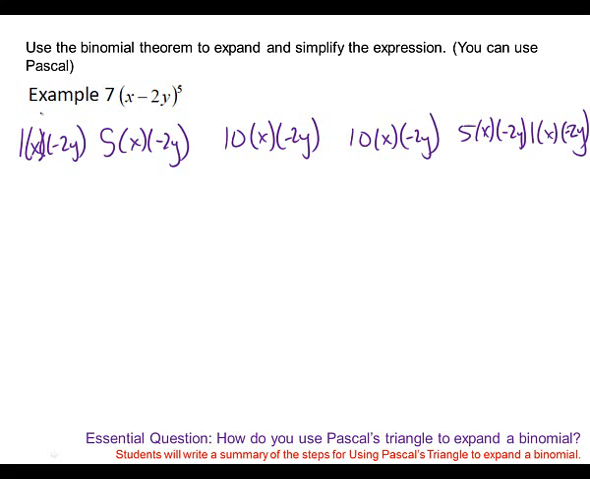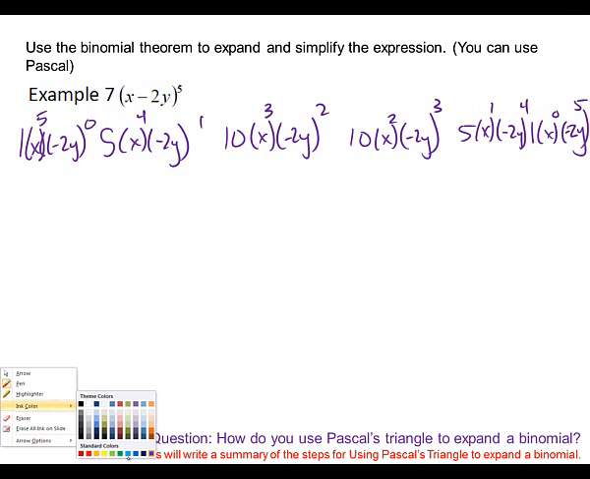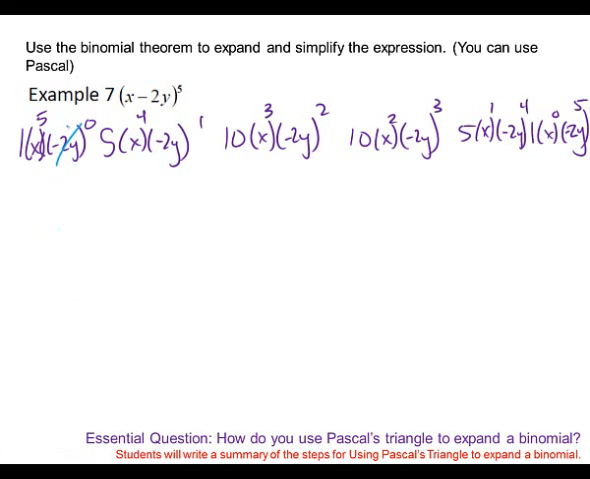All right, let's check it. So let's see, I should be at 5, 4, 3, 2, 1, 0, and then 5, 4, 3, 2, 1, 0. All right, we know that that first term is going to go away. That's going to go to 1. So we just get x to the 5th.